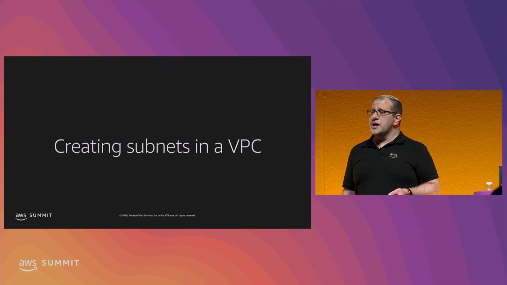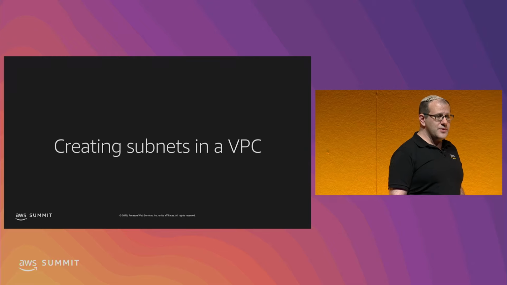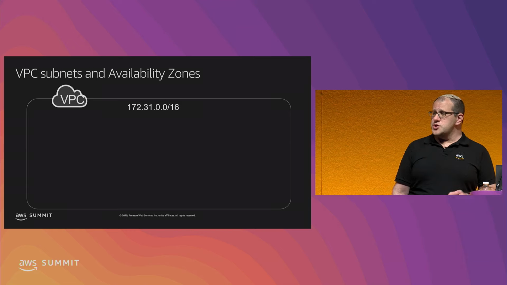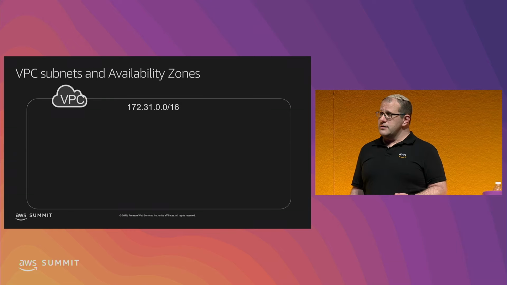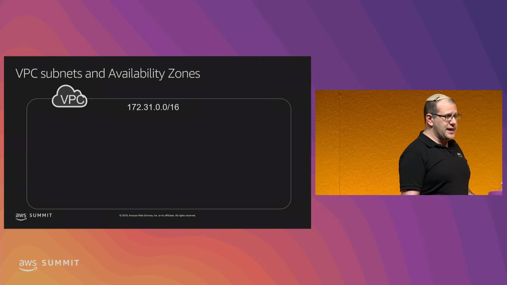So that was a CIDR range. That's a range of addresses you're going to use inside the network. But what do you do with those? Well, let's start again with that VPC, that virtual data center, as I've talked about it, in the cloud.